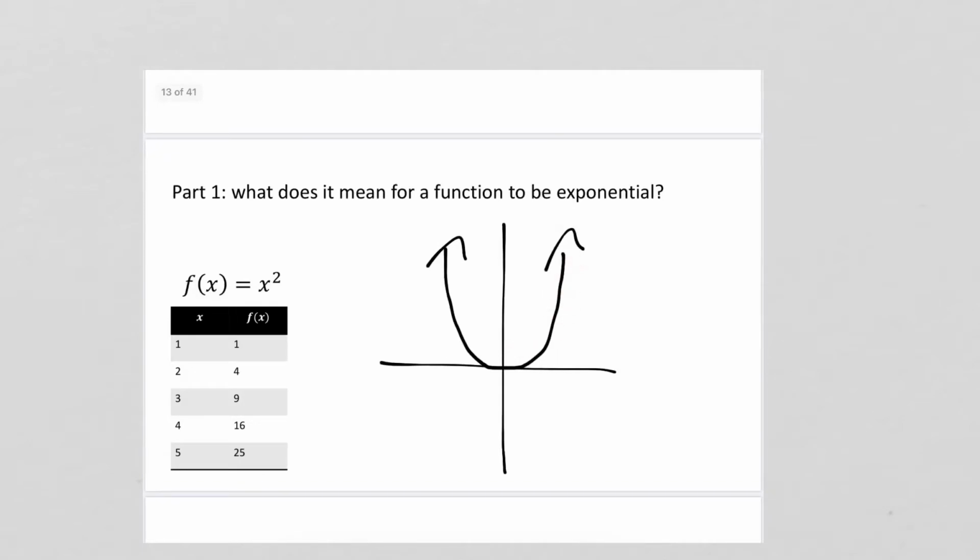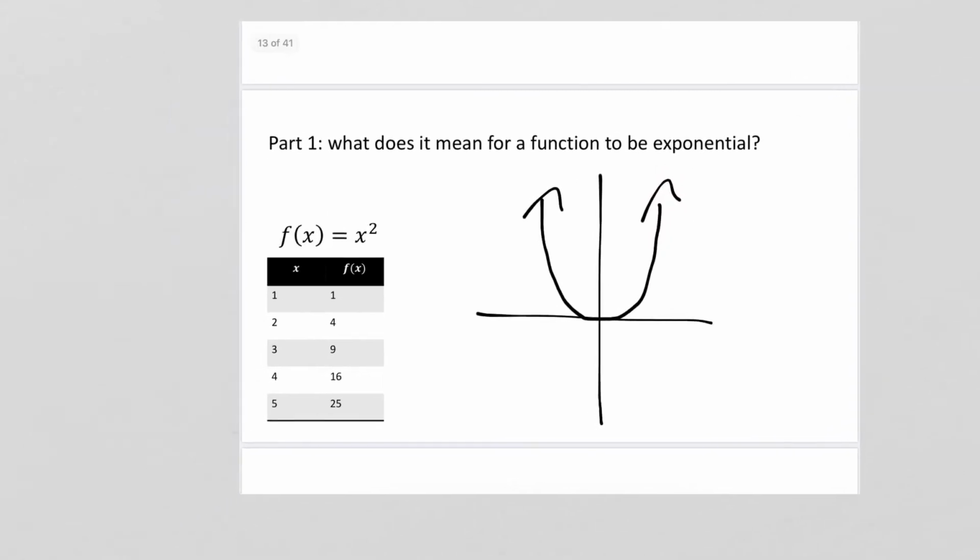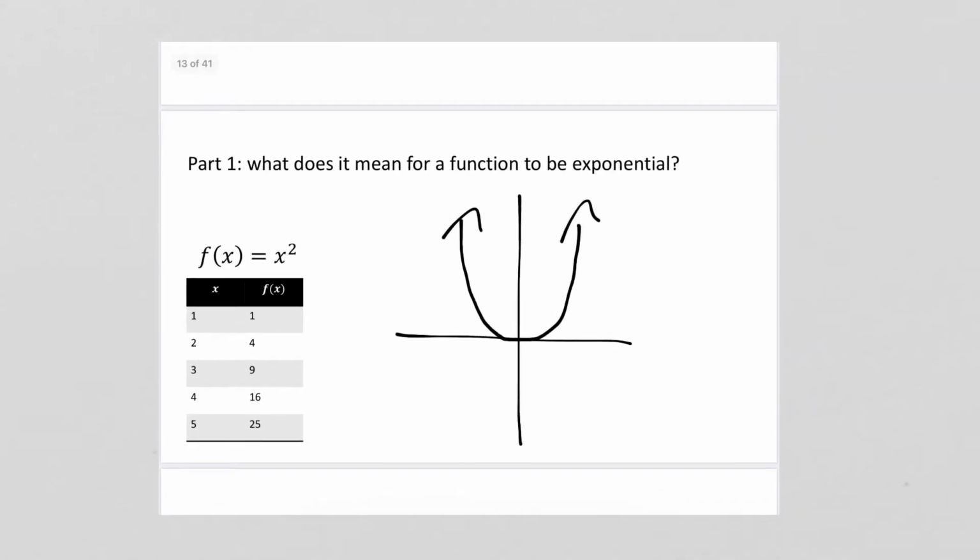So exponential doesn't just mean that a function's getting steeper, right? And we want to pin down what it actually means to be exponential. So first, let's talk about what it means to be quadratic. So what we're going to do is look at how much the outputs are changing by as the run increases by 1. So I'm going from 1 to 2, 2 to 3, 3 to 4, 4 to 5. My run is going up by 1.